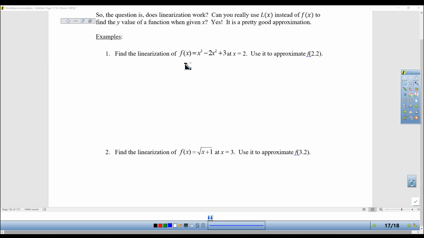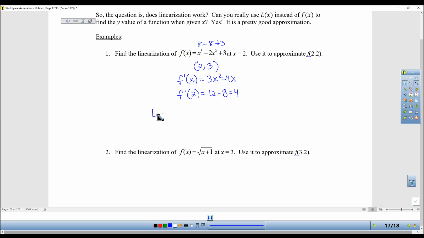So we need two things to write the equation of the line. We need the point. So when I plug in a 2, you can try this on your own and just come back if you want to. 2 minus 8 plus 3, so it's just 3. And then the slope is going to be 3x squared minus 4x. The slope at 2 is going to be 2 squared, 4, times 3 is 12, minus 8 is equal to 4.